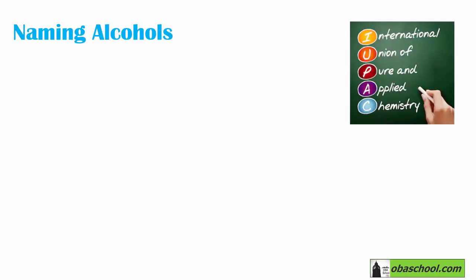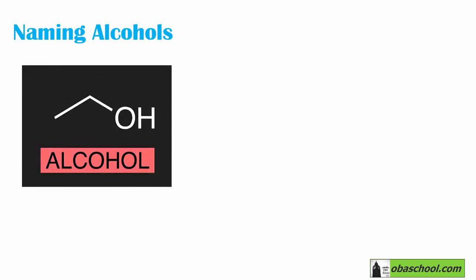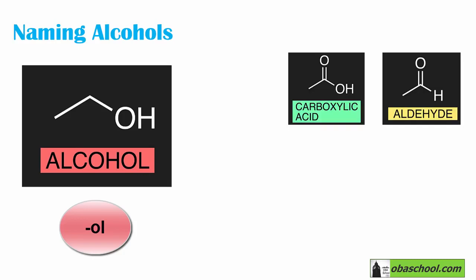In this tutorial, we will demonstrate how to name alcohols according to the IUPAC rules. The name of the functional group of alcohols, which is the OH group, is normally given by the suffix -ol. So we will add the suffix -ol to indicate the presence of a hydroxyl group. Actually, if we have other functional groups, we will use the prefix hydroxy.